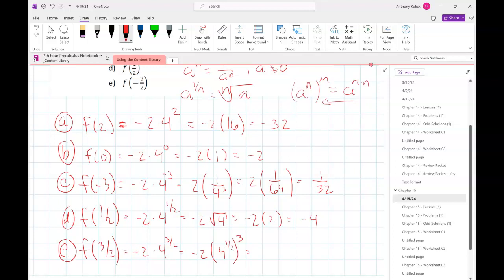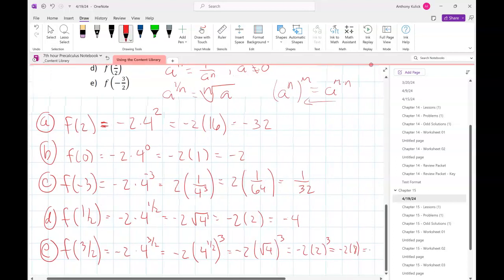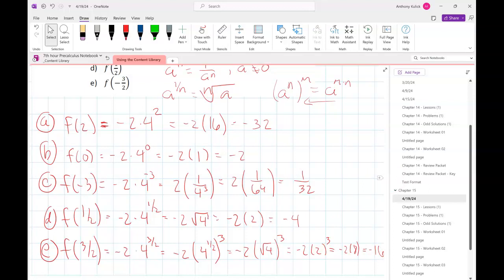So I can rewrite that 4 to the 3 over 2 as 4 to the 1/2, to the third. Is everybody okay there? What's 4 to the 1/2? It's the square root of 4. What's the square root of 4? 2. What's 2 to the third? 8. And then negative 2 times 8 is negative 16. Does that feel okay there?